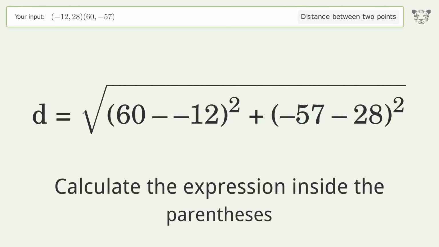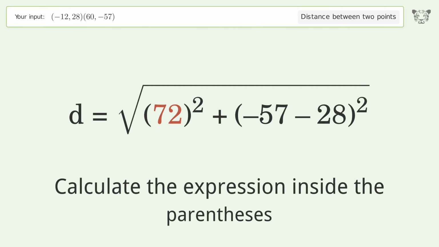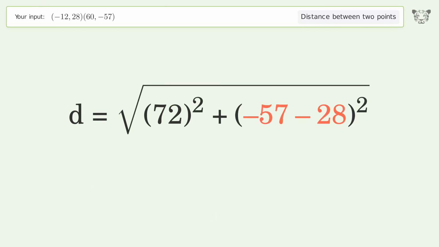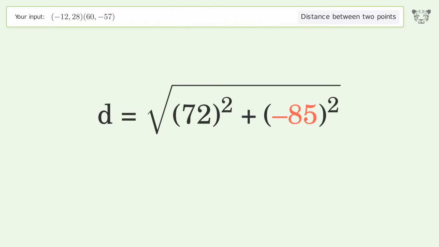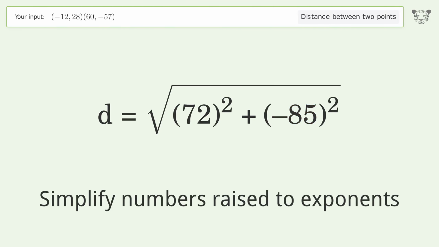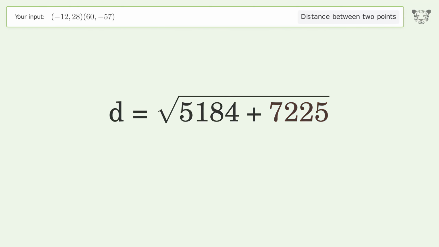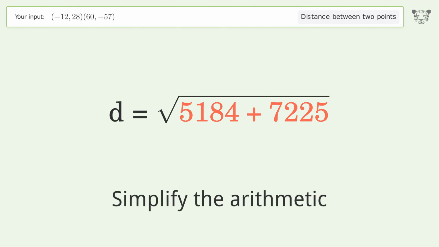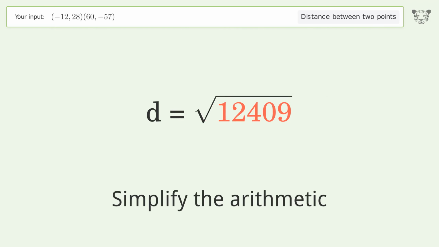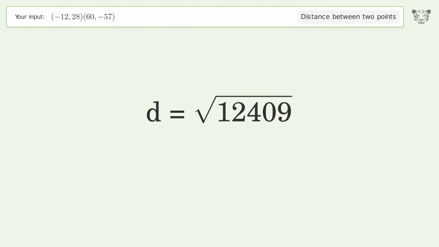Calculate the expression inside the parentheses. Simplify numbers raised to exponents. Simplify the arithmetic. And so the distance between the 2 points is the square root of 12,409, or 111.396.